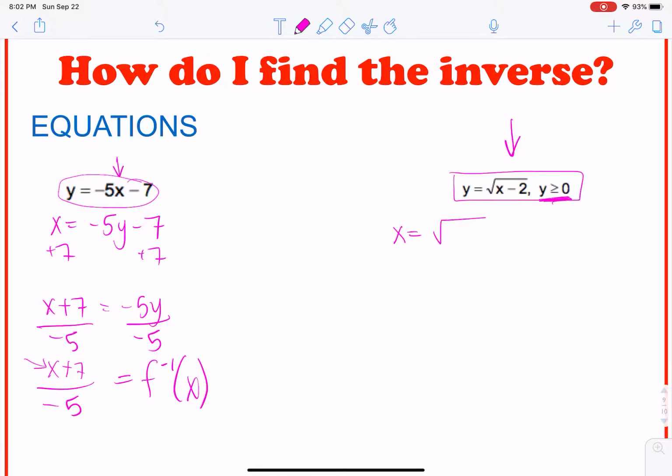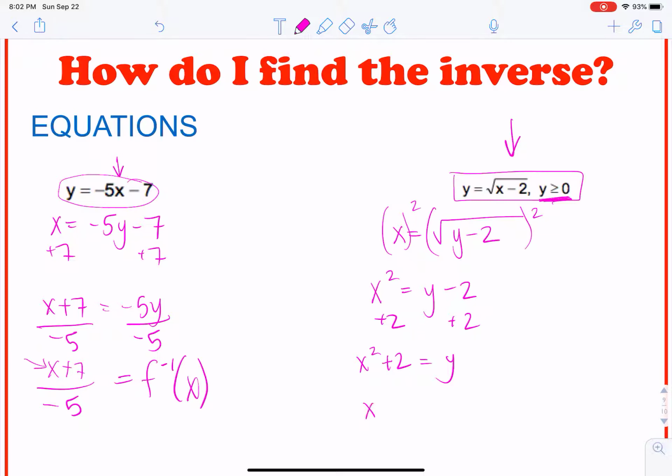So I can follow my same steps. I'm going to swap my x and y, and then I'll go ahead and isolate my y value. So the first thing that I'll do is I'll square both sides to get rid of that square root, and I'll add 2 to both sides. So now I have y is equal to x squared plus 2, or x squared plus 2 is f inverse of x, if we called this f of x to begin with. So here is my inverse function.